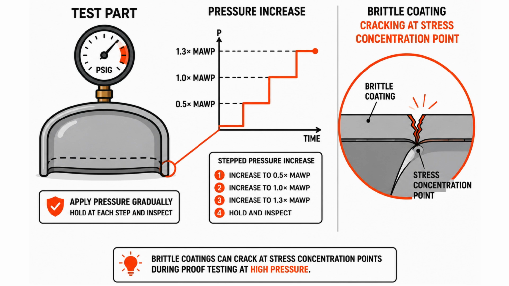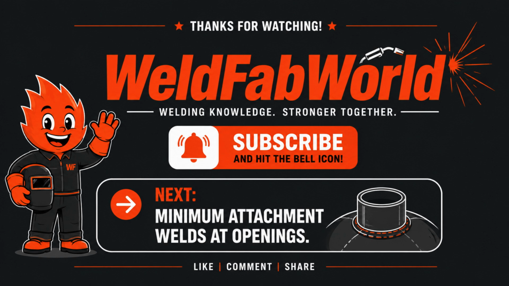Quick recap: UG-101 is for geometries a formula genuinely can't evaluate. You test to yielding or to bursting instead. A part can't have prior pressure history above 1.3 times the target MAWP, and once one part is proof tested, duplicates and similar parts can skip retesting under strict conditions. That's Season 3, Episode 5.